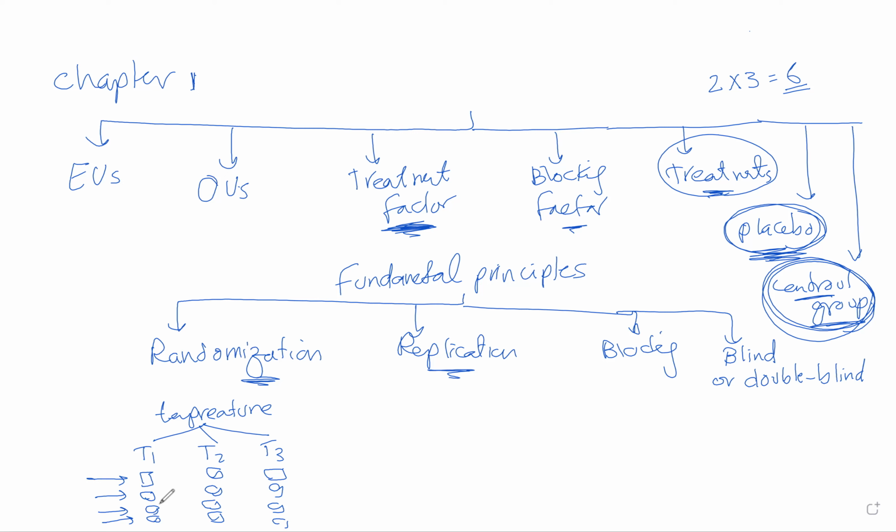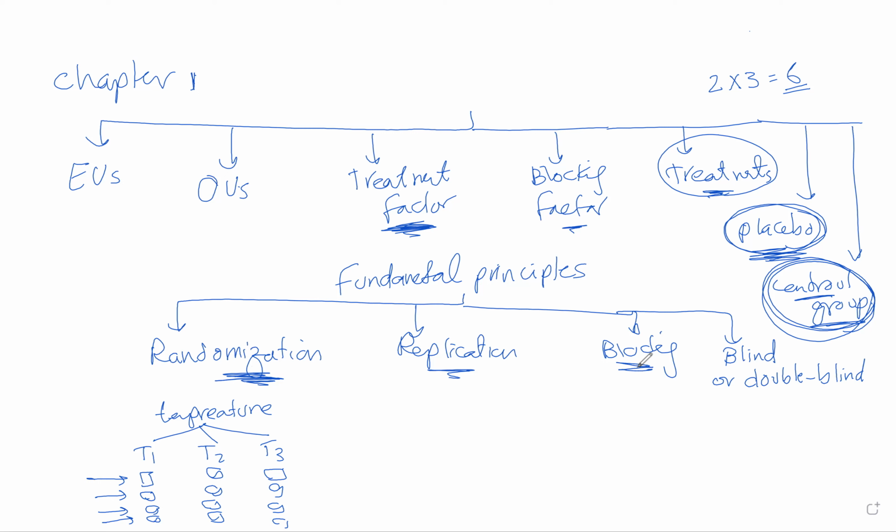So 4 replications. Randomization means when I assign these experimental units to the 3 treatments, or the 3 treatments to the experimental units, it should be done randomly. So I randomly assign the experimental units to the treatments, or the treatments to the experimental units. So we need to avoid bias.